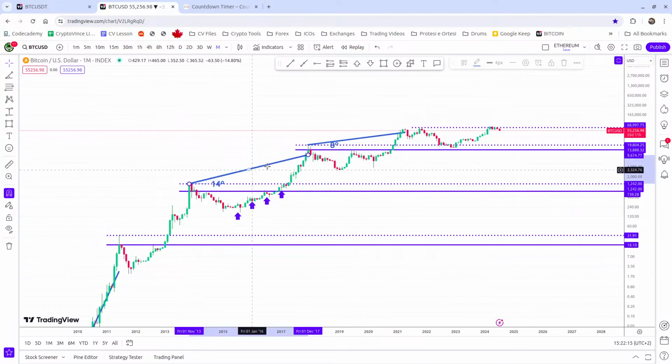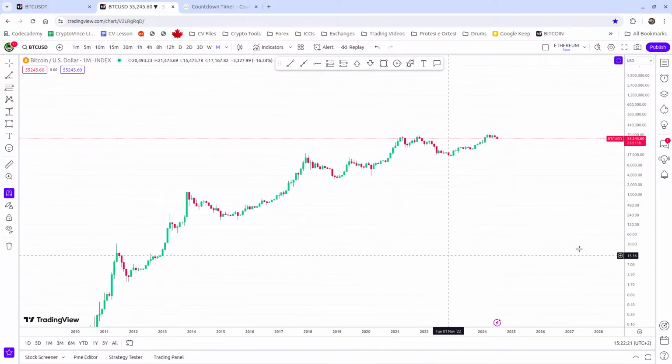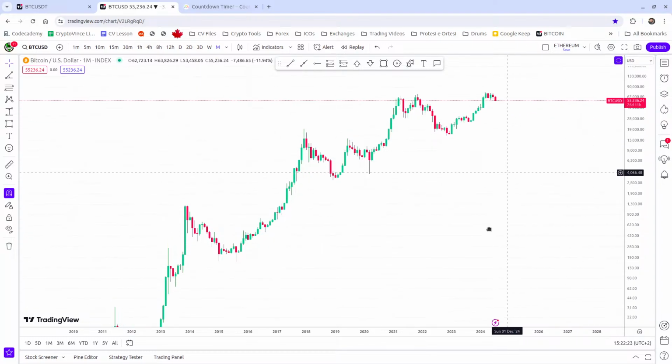So let me remove those lines. Actually, let's go right there. We go clean here.